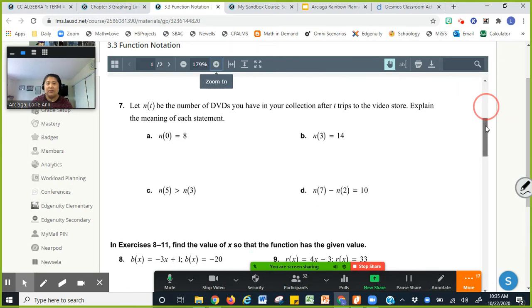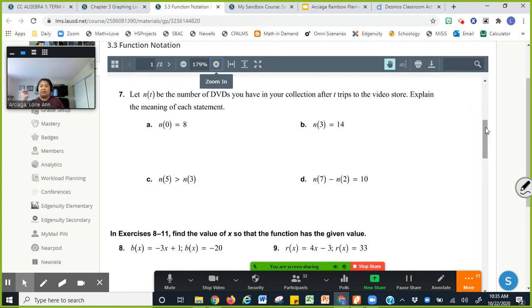For the second one, okay, so let n of t be the number of DVDs that you have in your collection after making t trips to the video store. And you have to explain the meaning of each statement. Pretty much they are written in symbols and you have to come up with your story based on the symbol. So for example, let's say I have n of 0 is equal to 8.